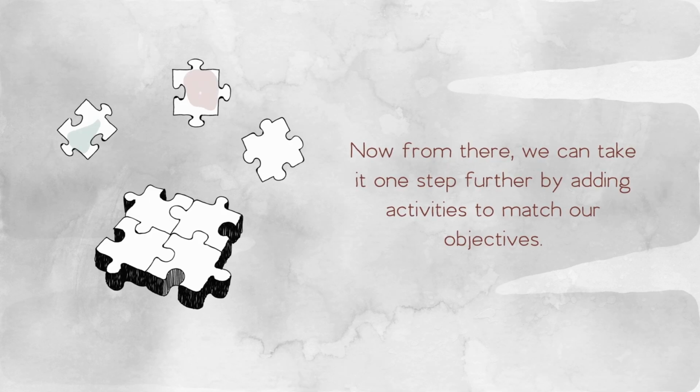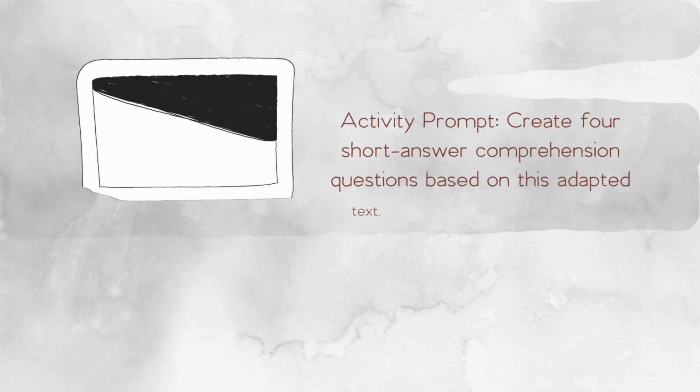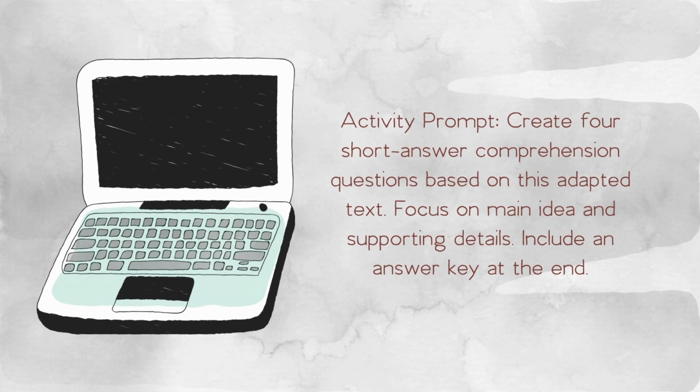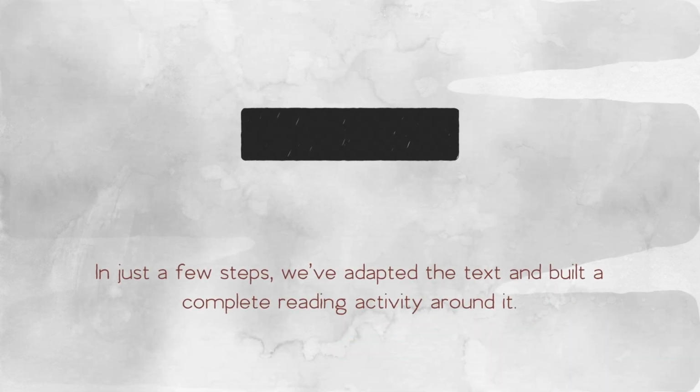Now, from there, we can take it one step further by adding activities to match our objectives. As we discussed in previous episodes, give AI a clear prompt, such as: create 4 short answer comprehension questions based on this adapted text. Focus on main idea and supporting details. Include an answer key at the end. In just a few steps, we've adapted the text and built a complete reading activity around it.